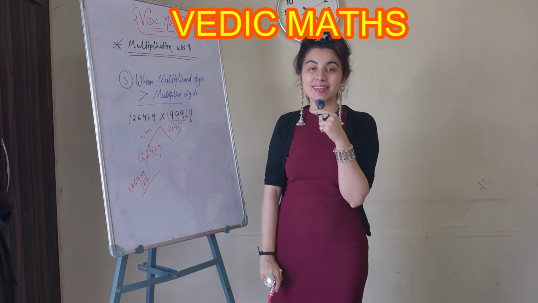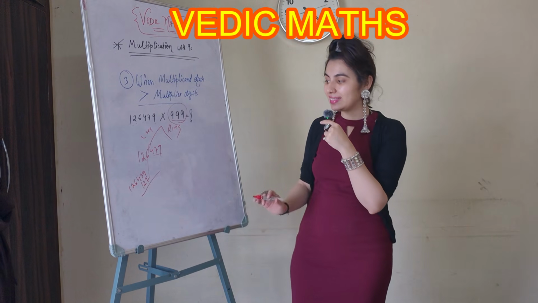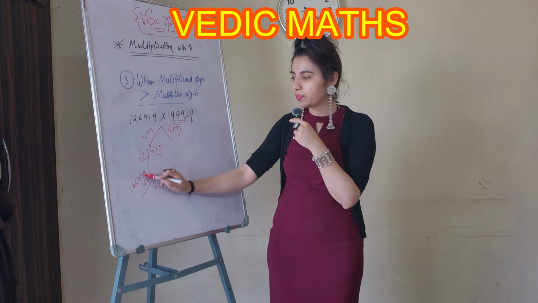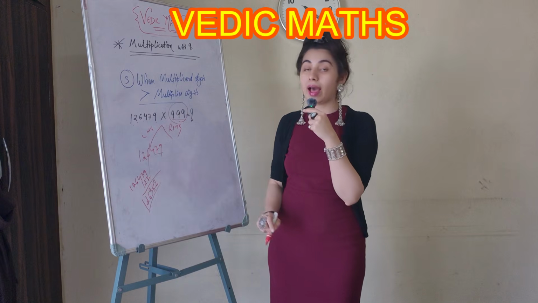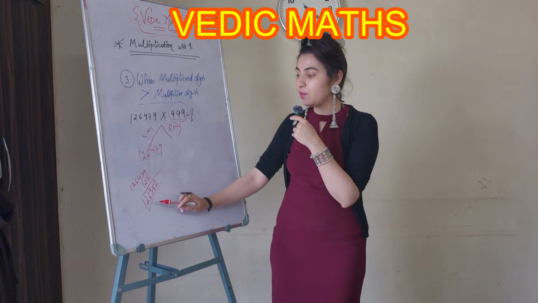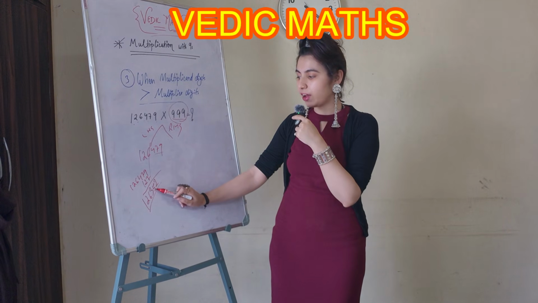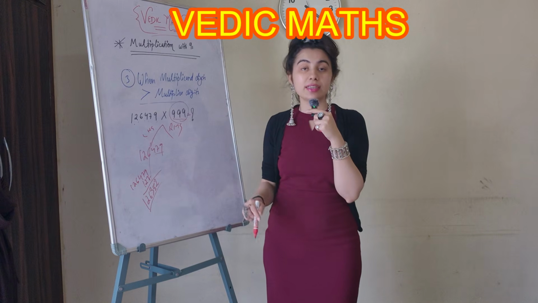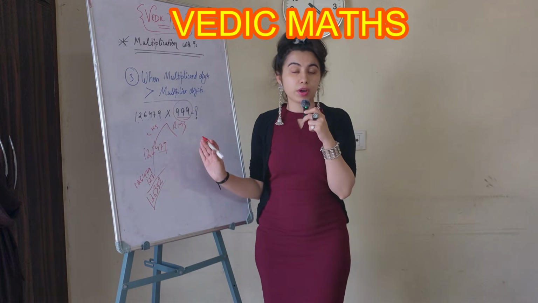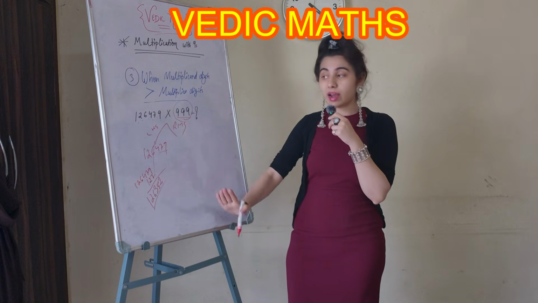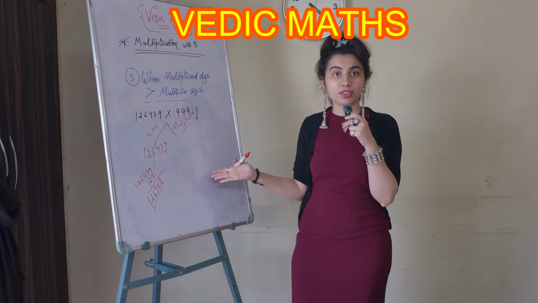Now what do you get? The answer will be 126352. This is the LHS. Okay, now since we have got our LHS, we are over with that part. Now we move to the RHS.